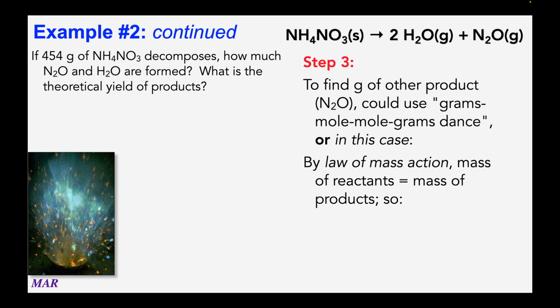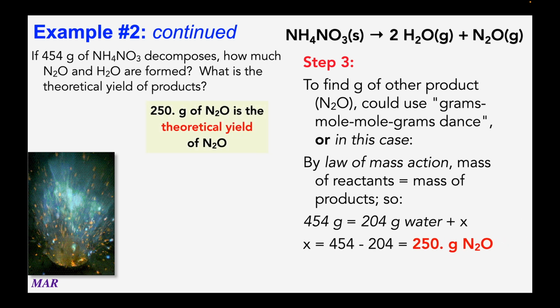The mass of all the reactants equals all the mass that comes out, i.e. the products. So in this problem, 454 grams is how much we put in, and we just calculated that we're going to get 204 grams of water out, and you can see those numbers are not equal. So whatever the N2O is going to be, it's going to be equal to 454 minus 204. Total mass in minus grams of water is going to equal N2O.